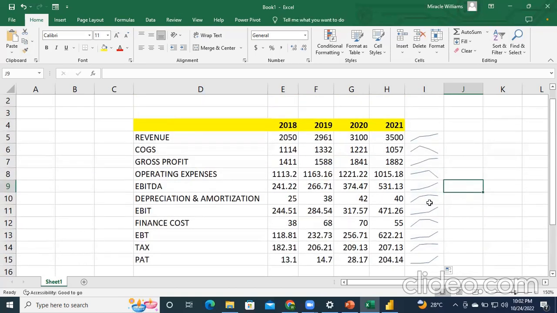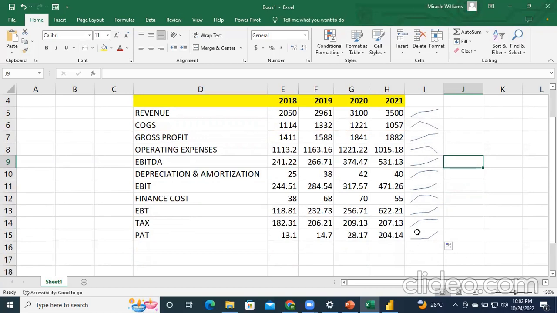So this spark line makes it easier for you to come up with such analysis, okay, to have a quick view of what is happening. And you can go straight to even our profit after tax right here that we have. You can see that it's dropped, if not for 2021, when it increased. So this way, as a financial modeler, you've already gotten to understand, even based on the cost and behaviors.